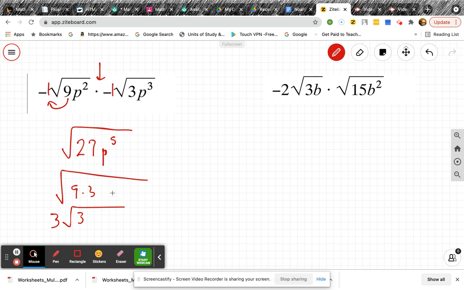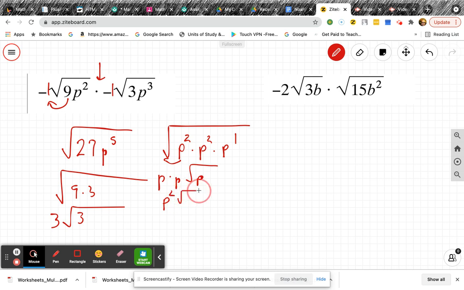And then p to the fifth: if I have p to the fifth, that means I have p squared times p squared times p. The reason I'm doing that is so you can see we add the exponents, that's 5, and the square root of p squared is p. So this one comes out, times another one, leaving me with 1 underneath. So that would be p squared times the square root of p. So that's what I put, p squared times square root of p underneath. And that's how to get that answer.